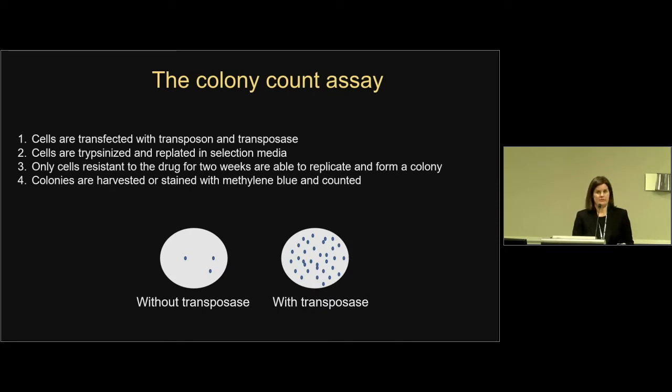And the assay I'm going to talk to you about today is a colony count assay. Everyone uses this. We transfect cells with transposon and transposase, like I showed you. Then the cells get trypsinized, replated in selection media, and only the cells that are resistant to the drug for 2 weeks are able to grow out. And so you can see them very clearly. If you just hold up your plate to the light, you can see colonies formed of clones of one cell that had the transposon integrated. We harvest them, we stain them with methylene blue, and then count those. And so you can see the effect: without transposase you'll only get a few colonies, with it you get a lot, and that depends on the dilution that you do.